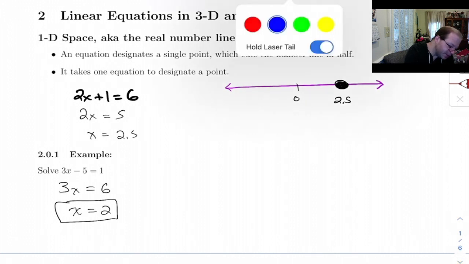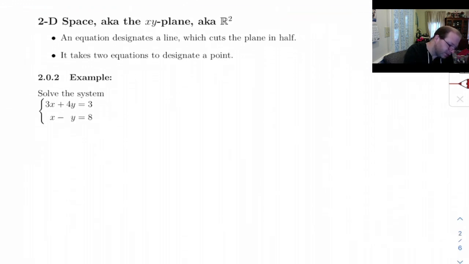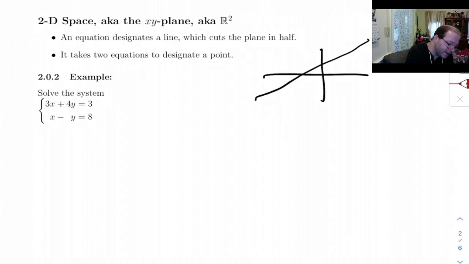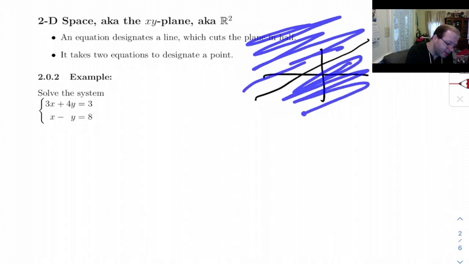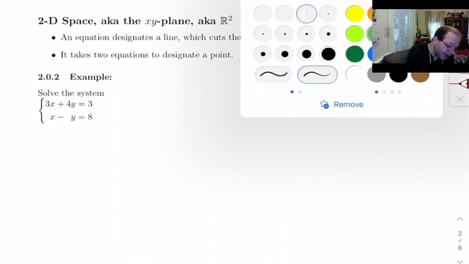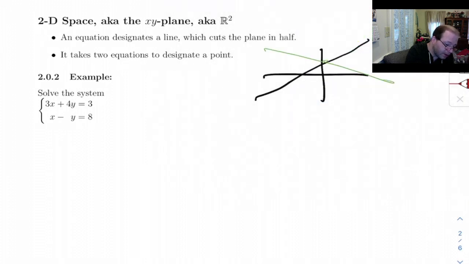All right, let's go up to 2 dimensions. 2D space is the xy plane. And an equation in the xy plane designates a line. And that line cuts the plane in half. If we were to draw this out, and here's some line, we've got the half of the plane above and half of the plane below. But if we wanted to designate a point in the plane, what we'd have to do is specify 2 different lines that intersect in one point.